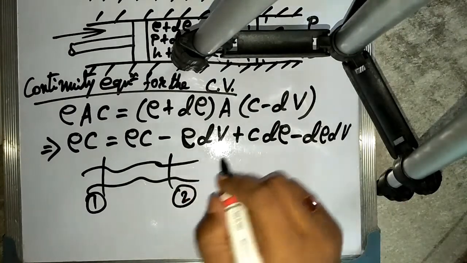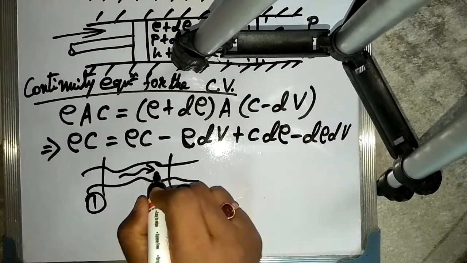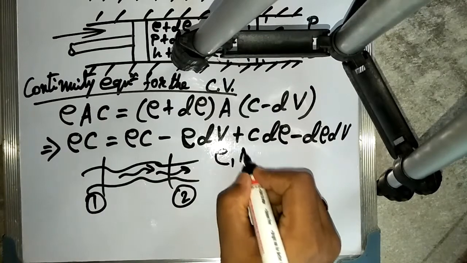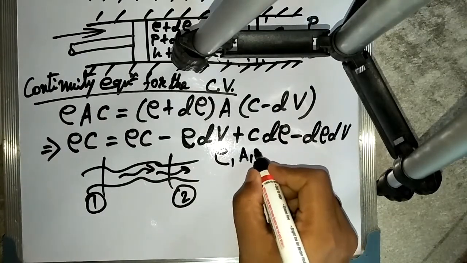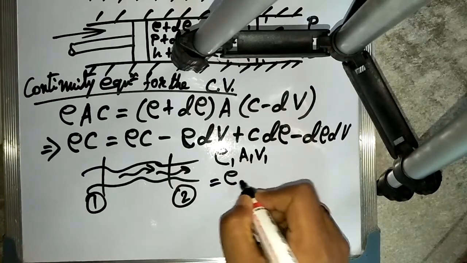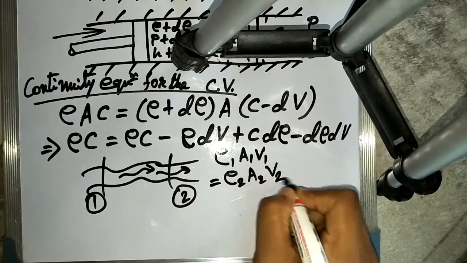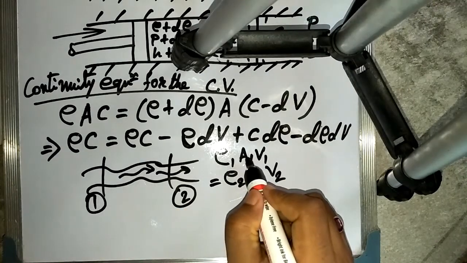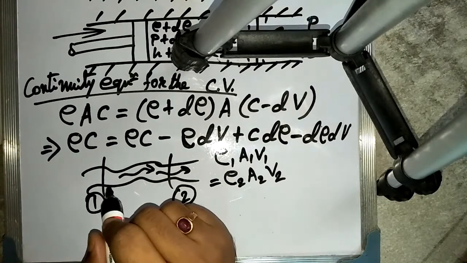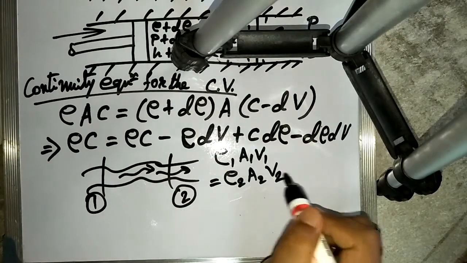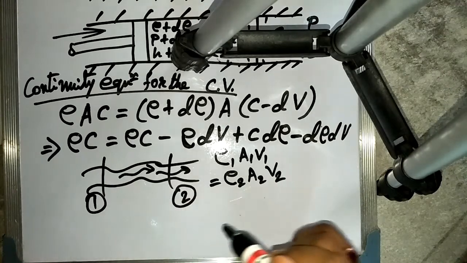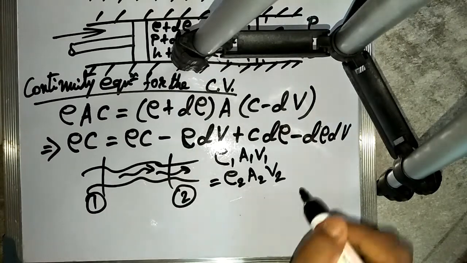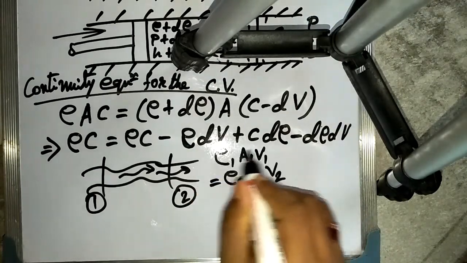For this fluid flow we can apply the continuity equation. That means we can write rho 1 A1 v1 is obviously equal to rho 2 A2 v2, where rho 1 is the density at point 1, A1 is the cross sectional area at point 1 and v1 is the velocity at point 1. Similarly rho 2, A2 and v2 are the density, area and velocity at point 2. So this is the continuity equation.